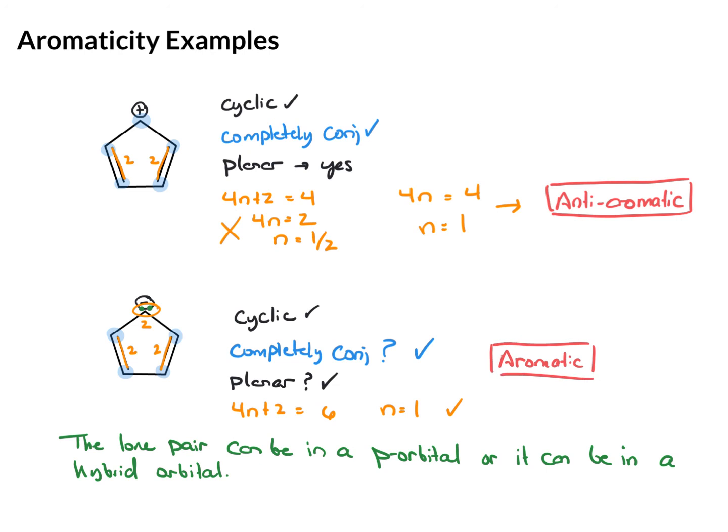So, in terms of what I mentioned here, the lone pair can be in a p orbital or it can be in a hybrid orbital. Well, the easiest way to think about this, it will be in a p orbital if putting it there makes it aromatic. And then if that lone pair is in a p orbital, you count it with the pi electron count.